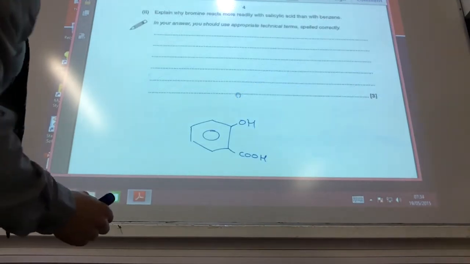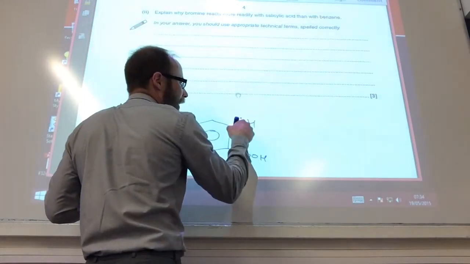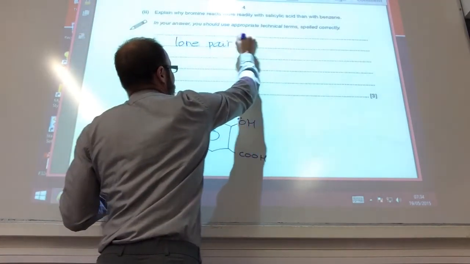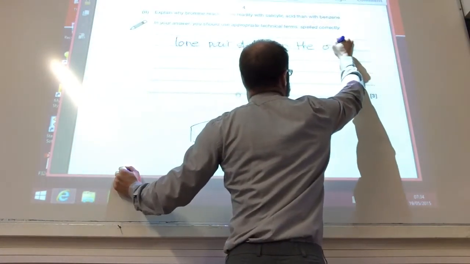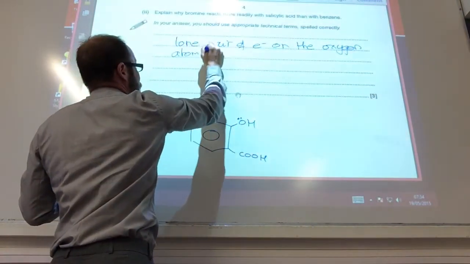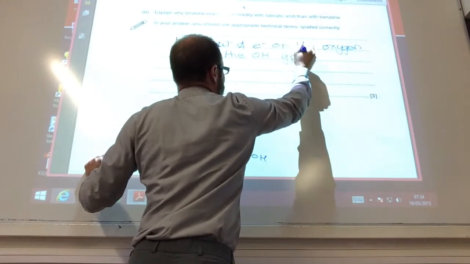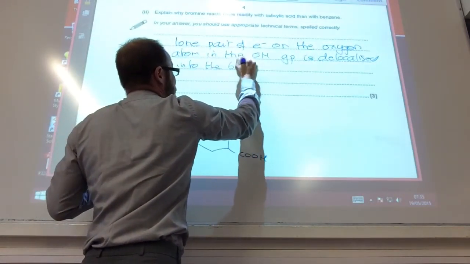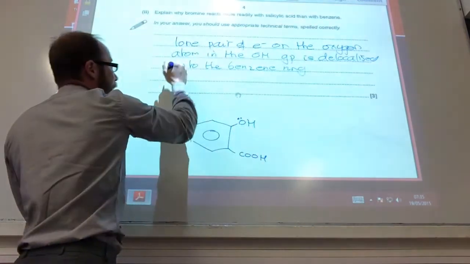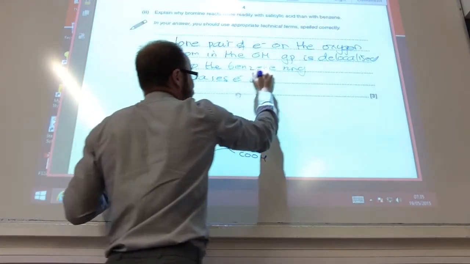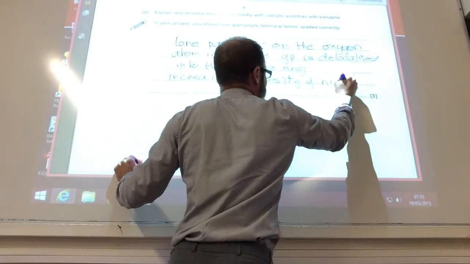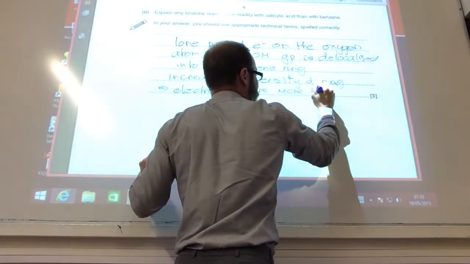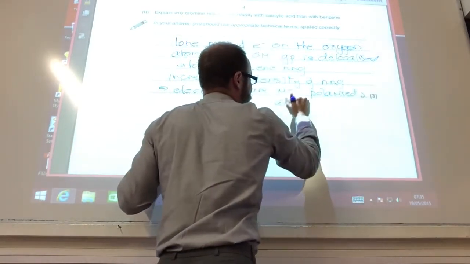Okay, so why does bromine react more readily with salicylic acid? So key thing, you've got your phenol there, and you know from your phenol chemistry, you've got a lone pair of electrons on the oxygen atom. So we can say lone pair of electrons on the oxygen atom in the OH group is delocalized into the benzene ring. If that's delocalized, that increases the electron density of the ring, and therefore electrophiles are more polarized and attracted by the ring.